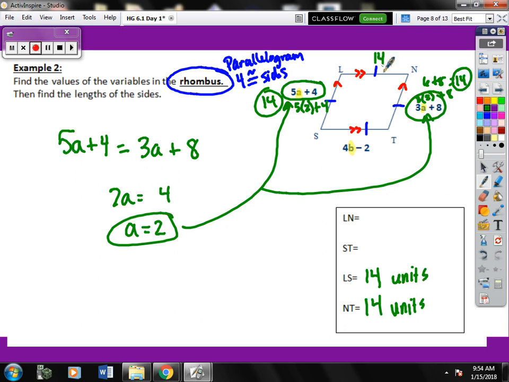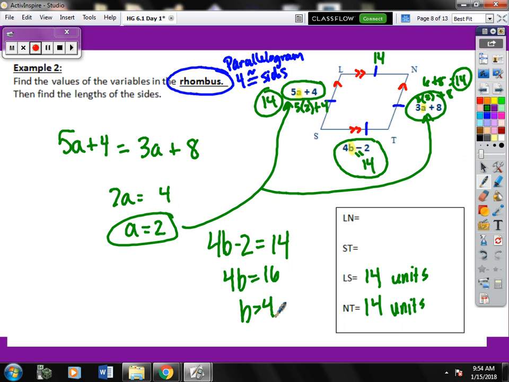So since it's a rhombus, we know that all the sides would be 14. So this has to be 14, this has to be 14. So I'm going to create an equation right here, setting 4b minus 2 equal to 14. And solving that out, adding 2 to both sides and dividing by 4. Should get b as 4. And of course these will all be 14.